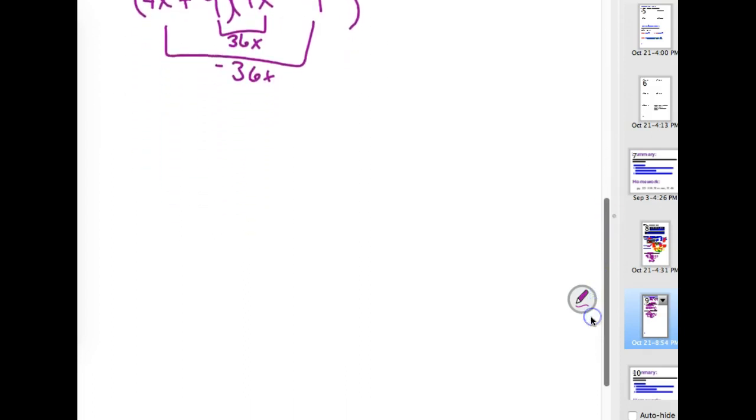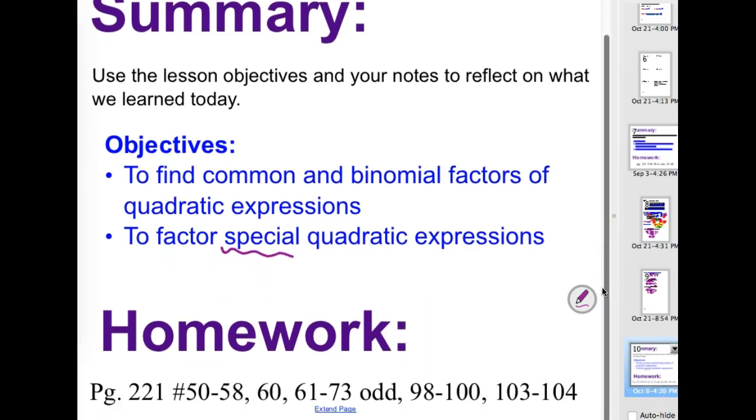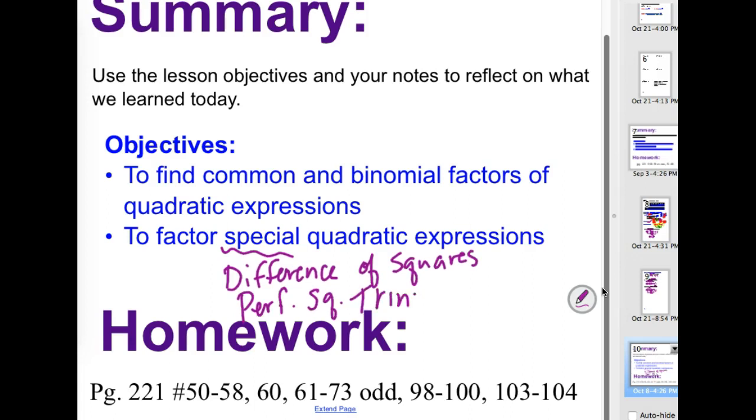Okay, so those are the two patterns that we're looking at today. All right, our special cases. We have the difference of squares and we have the perfect square trinomials. So make sure you know how to factor those two types.